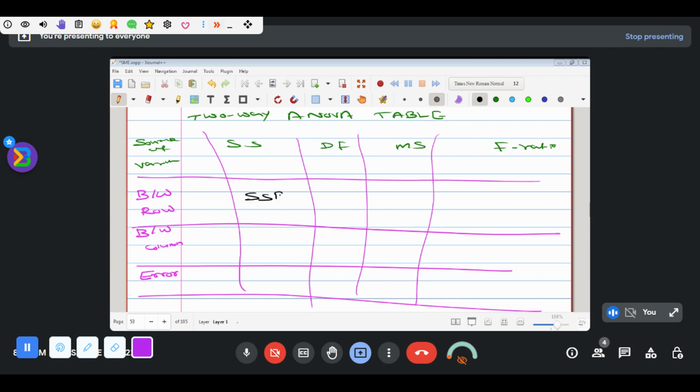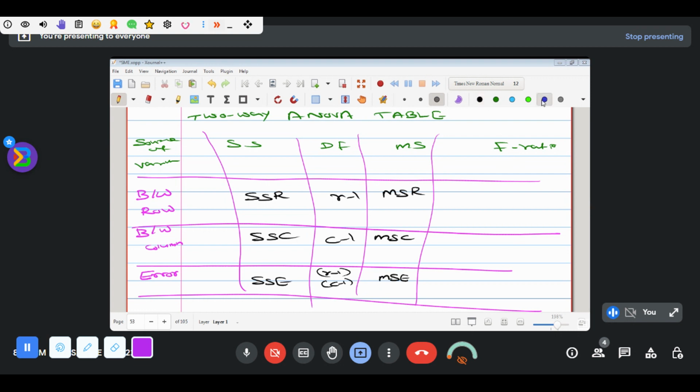In this calculation, you know the notation MSR. This is R minus 1, this is called MSR. This is called SSC, number of columns minus 1, MSC. And the error term SSE, here the formula is row minus 1 into column minus 1. This is the corresponding formula, MSE.